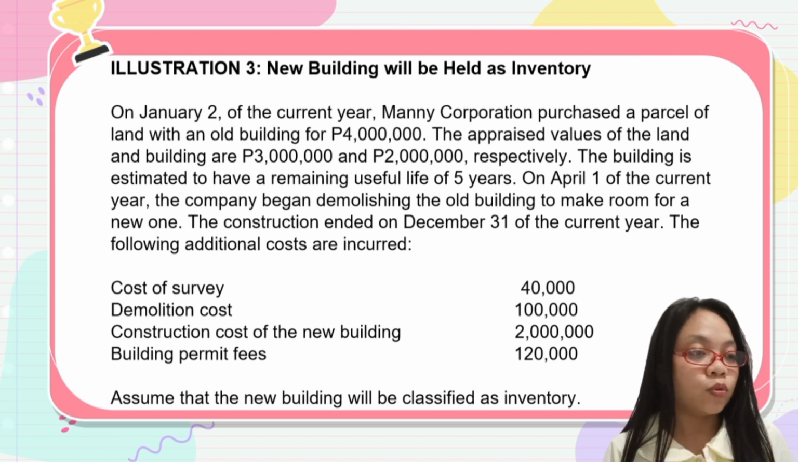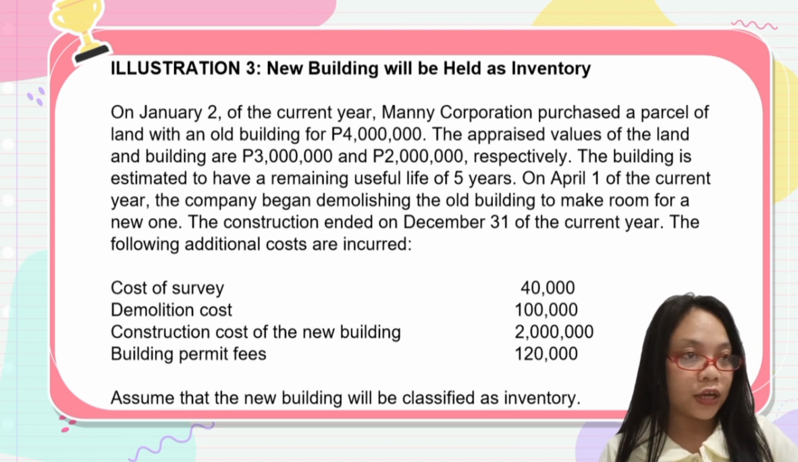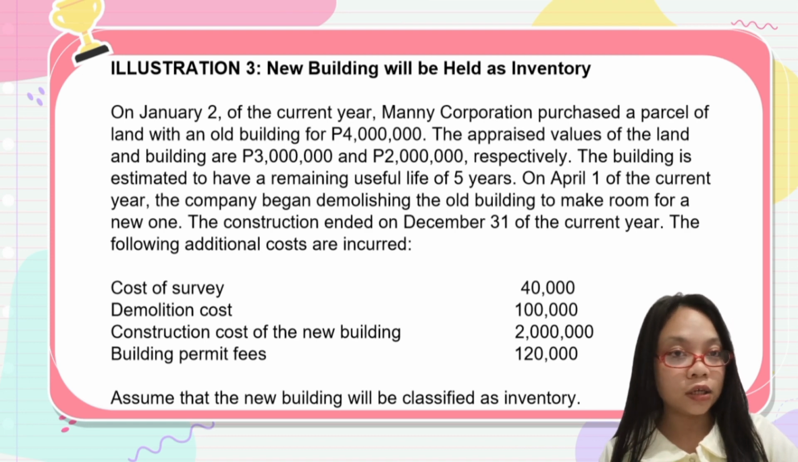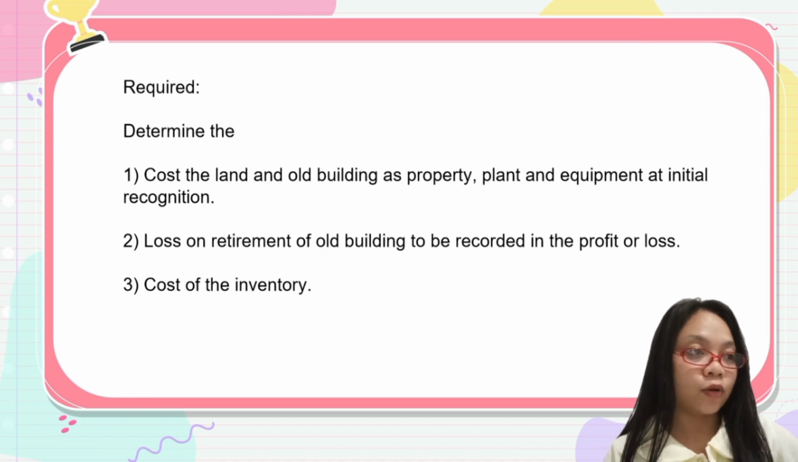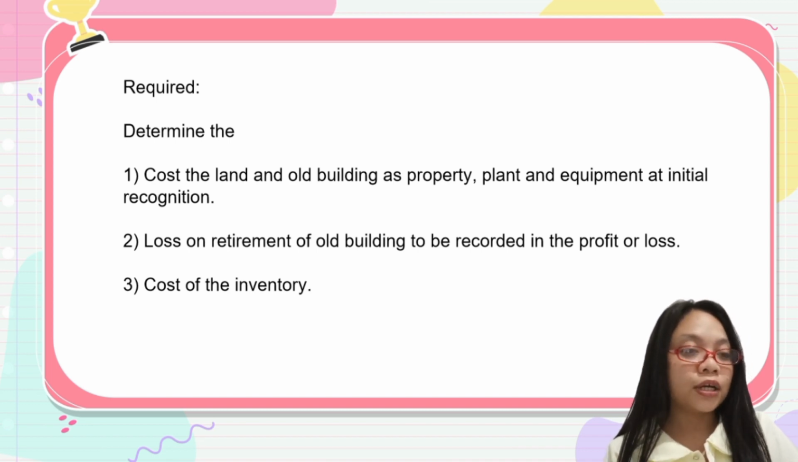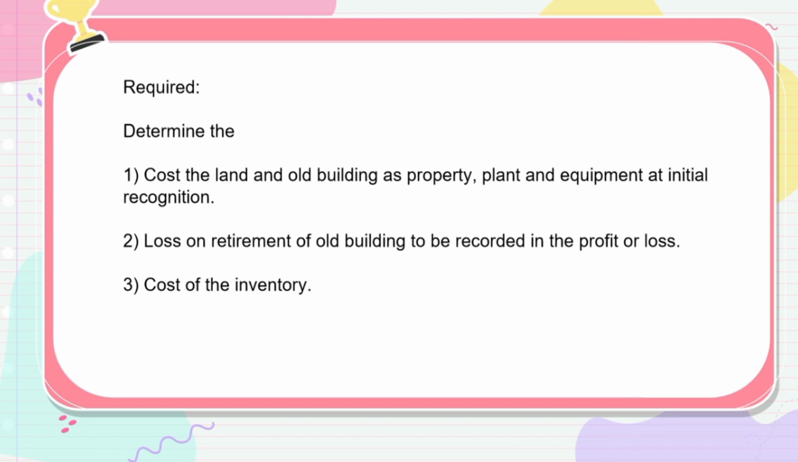Assume that the new building will be classified as inventory. Same as the structure in the previous illustrations, illustration 1 and illustration 2. The requirements are: determine the cost of the land and old building as property, plant, and equipment at initial recognition. Next, the loss on retirement of old building to be recorded in the profit or loss. Number three, the cost of the inventory.